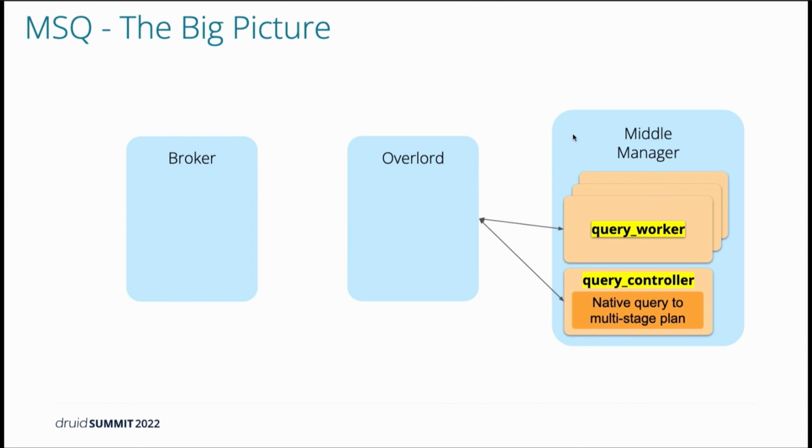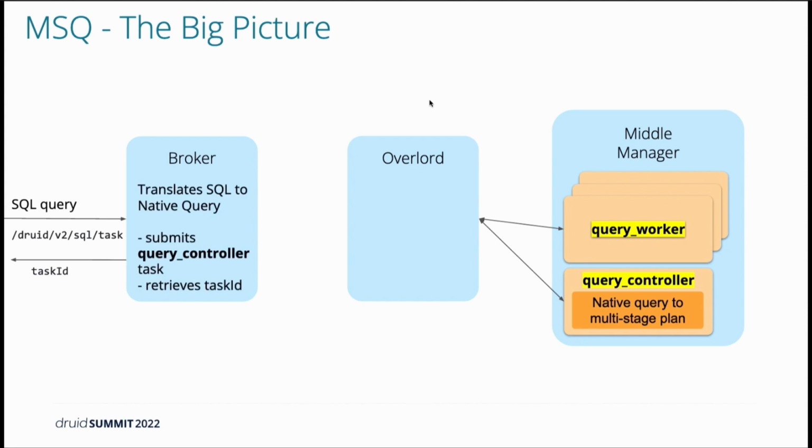So the implementation of the multi-stage query framework uses the existing task-based model. We use the Overlord to spawn the containers. The request comes to the broker. We receive the request at the new SQL/task endpoint. The broker translates the SQL into a native query, which includes the external data reference and a target table in case of an insert or a replace.